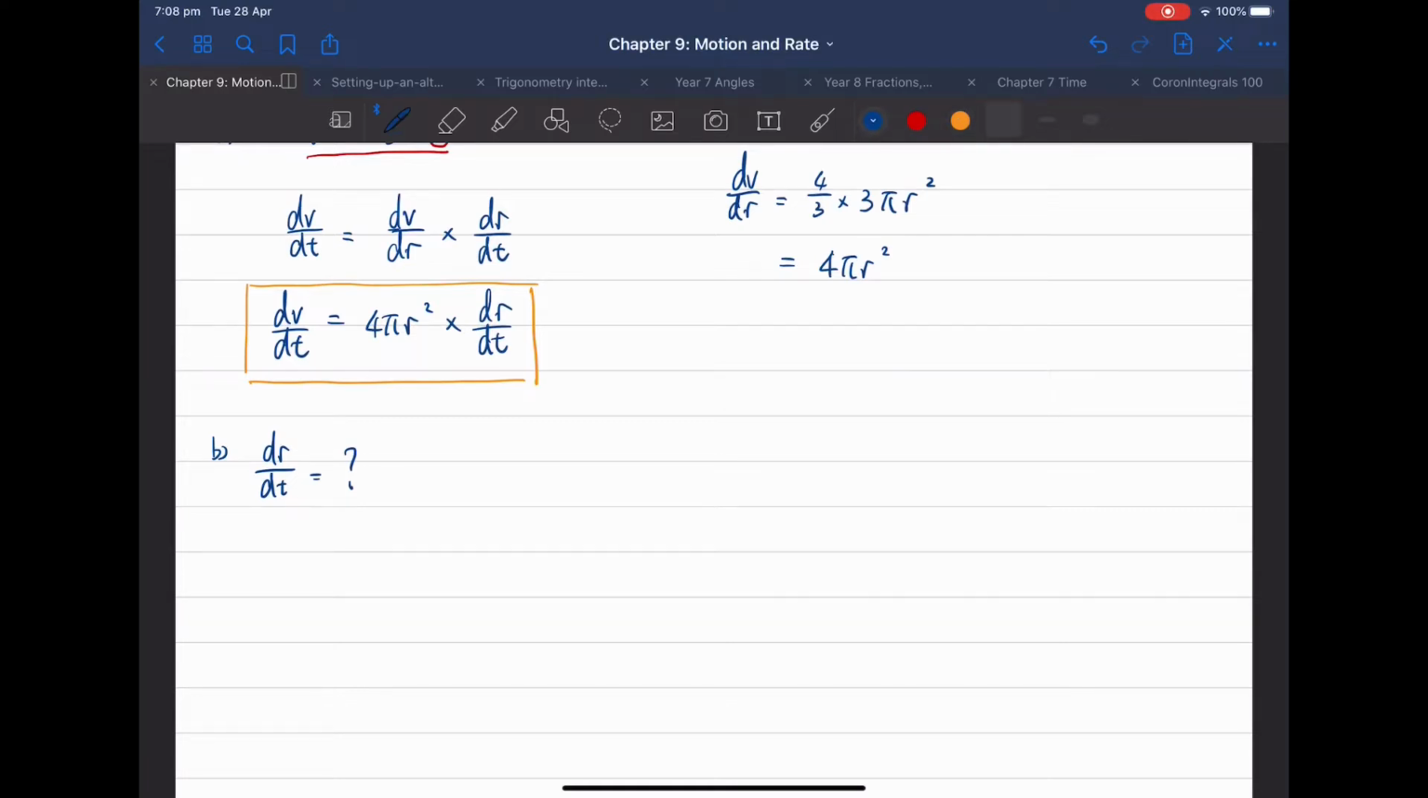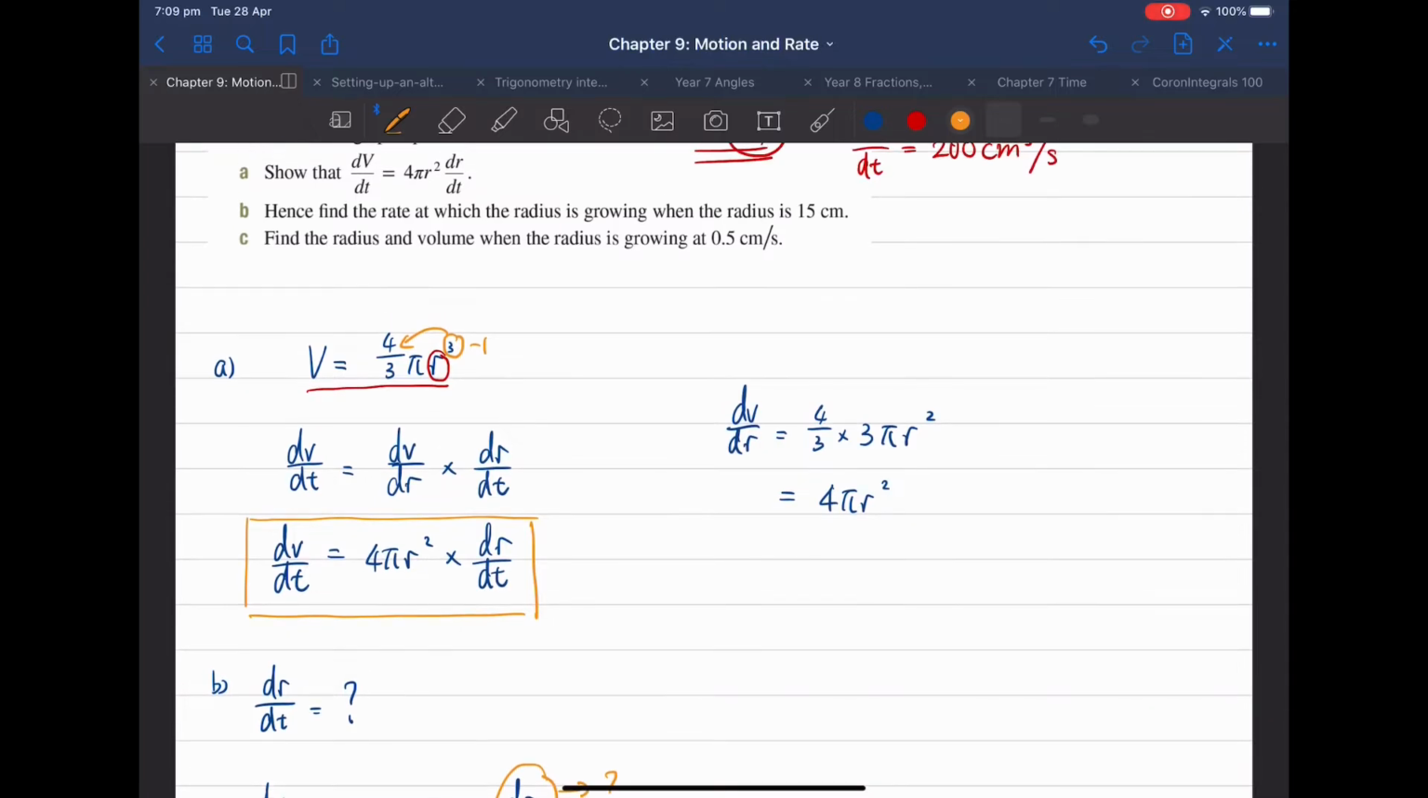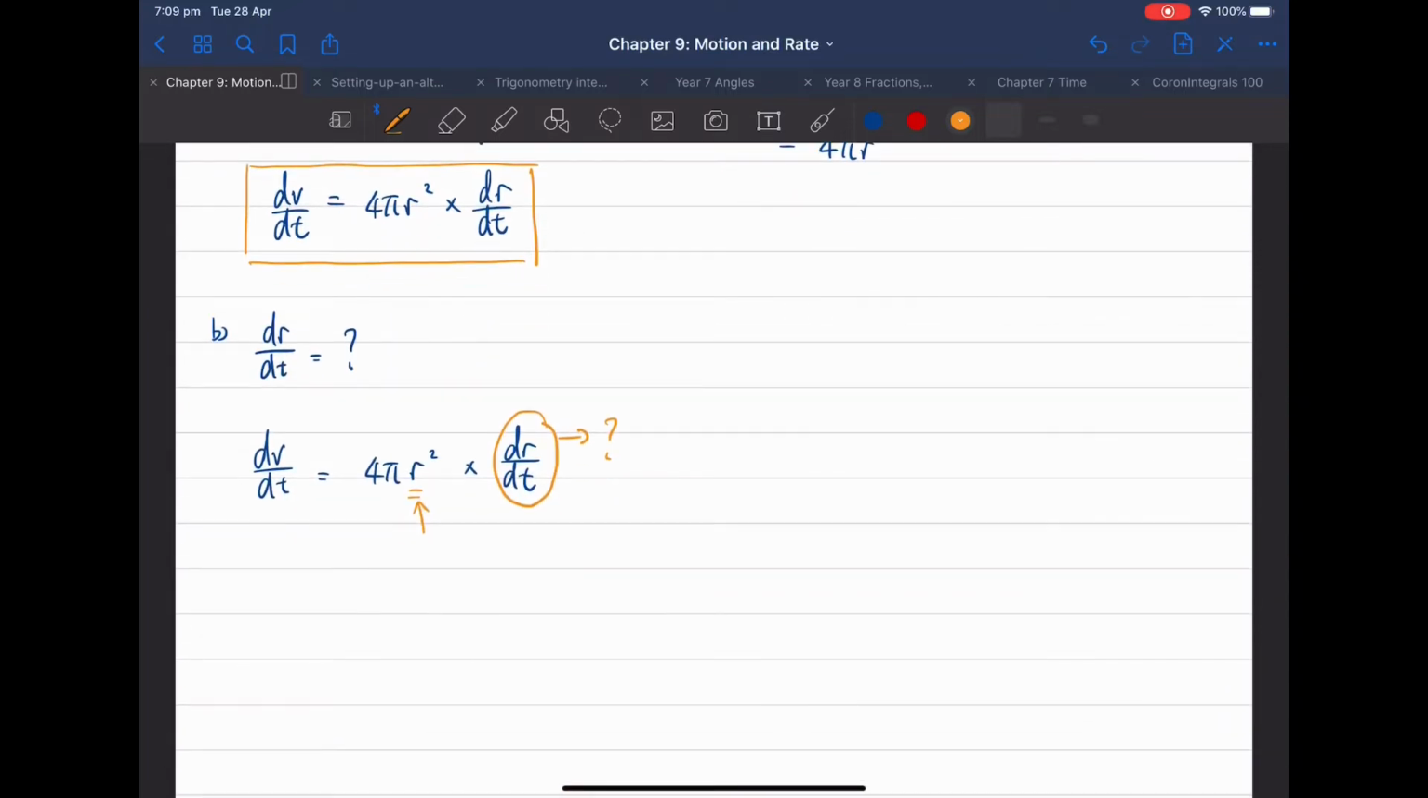Let's write down this formula one more time. dV over dt is equal to 4 pi r squared times dr over dt. The question asks us to find dr over dt, so this part is the unknown, something we don't know and want to work out. Do we know the value of r? From the question, it says the radius is equal to 15 centimetres. So r is equal to 15. That's easy.